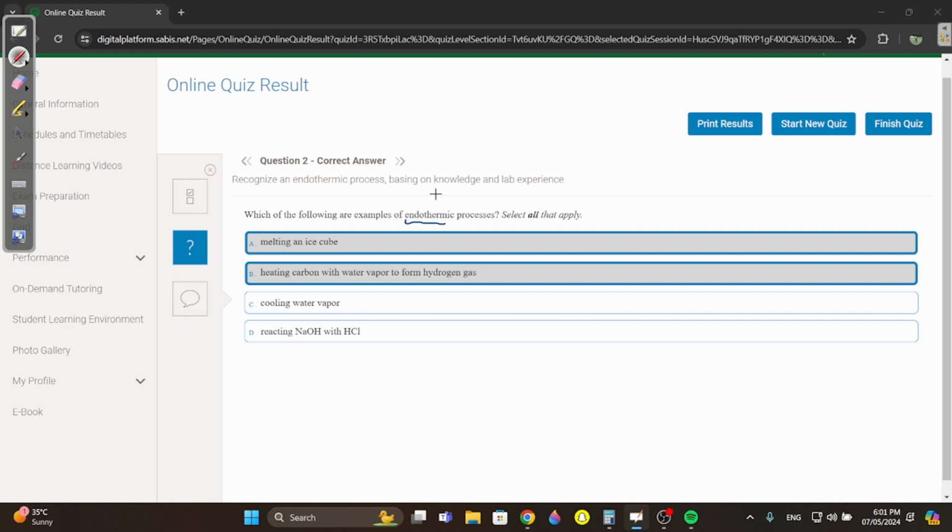Endothermic, remember, means putting in energy. Okay, putting in energy, right? It absorbs energy. Okay, let's start with melting an ice cube. I'm gonna draw it for you like this: solid to liquid to gas. As you move to the right, it's endo, because the matter has to absorb energy to change states. If you remember from physics, it absorbs thermal energy and kinetic energy to change states.